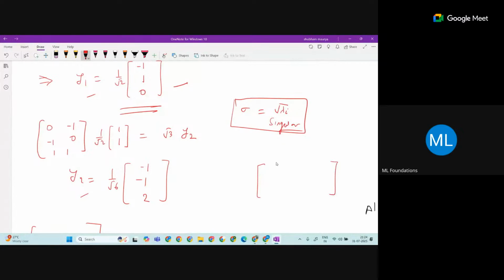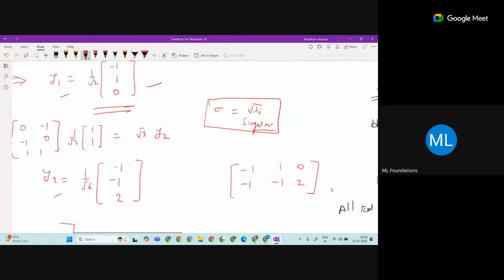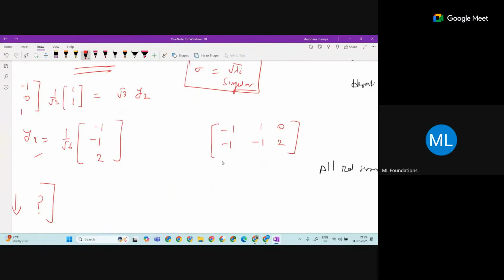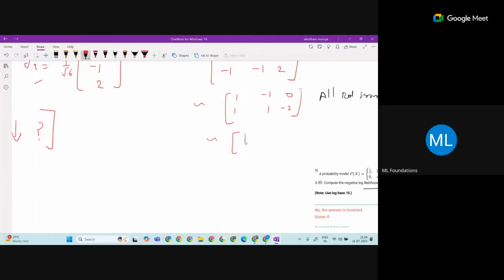So how will we get one independent of these two? Hope you remember the method. Write the first vector as -1, 1 and 0. The second vector is -1, -1 and 2. Now apply Gauss elimination, RREF. Maybe we multiply it with -1, so 1, -1, 0, and this is again 1, 1, -2. In the next step you can subtract, so this is 1, -1, 0, and this is 0, 2, -2.